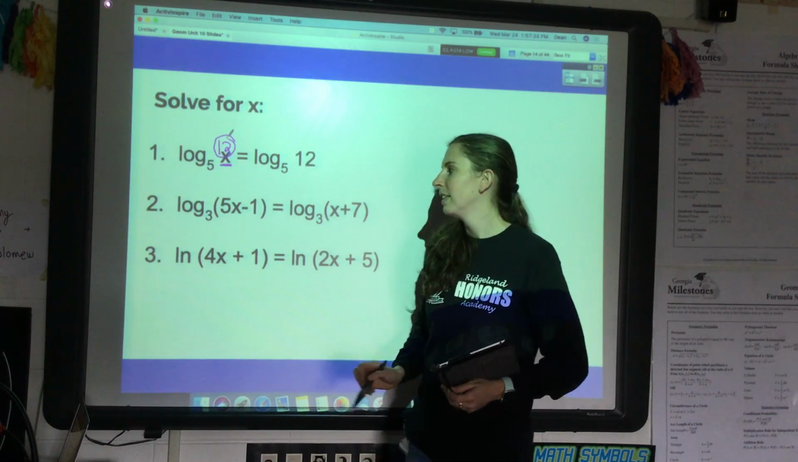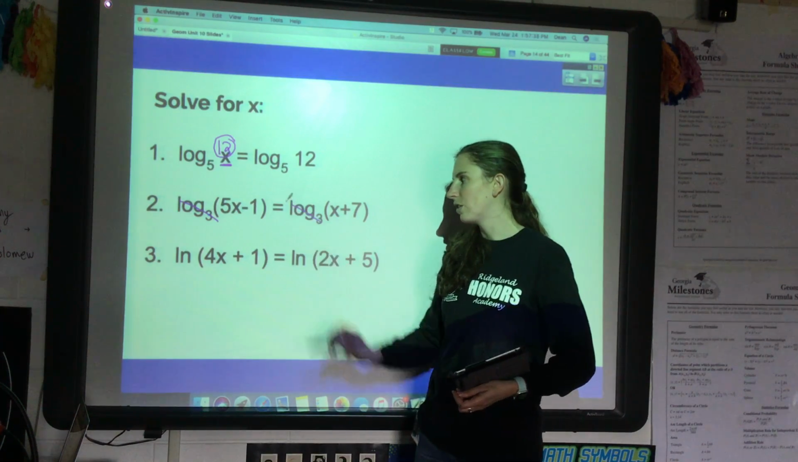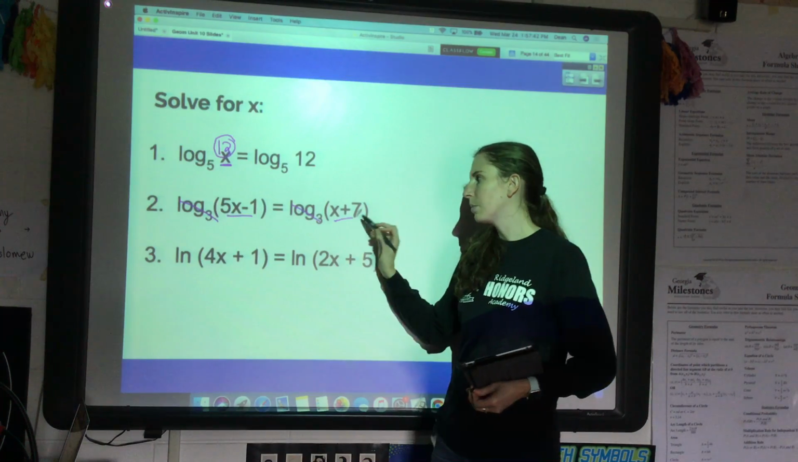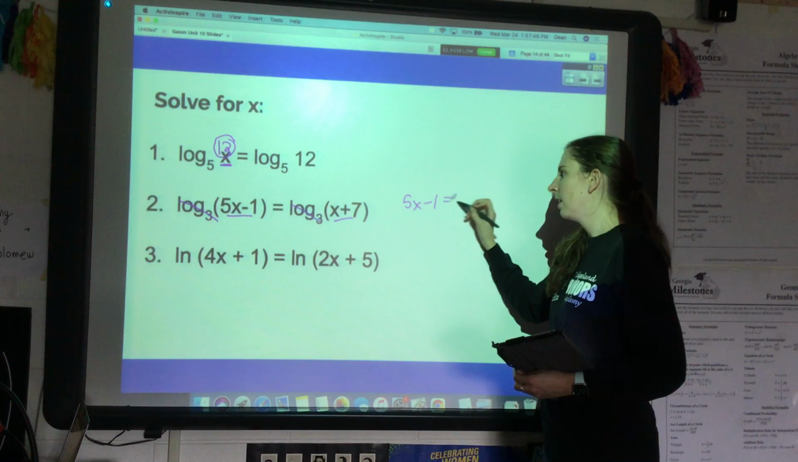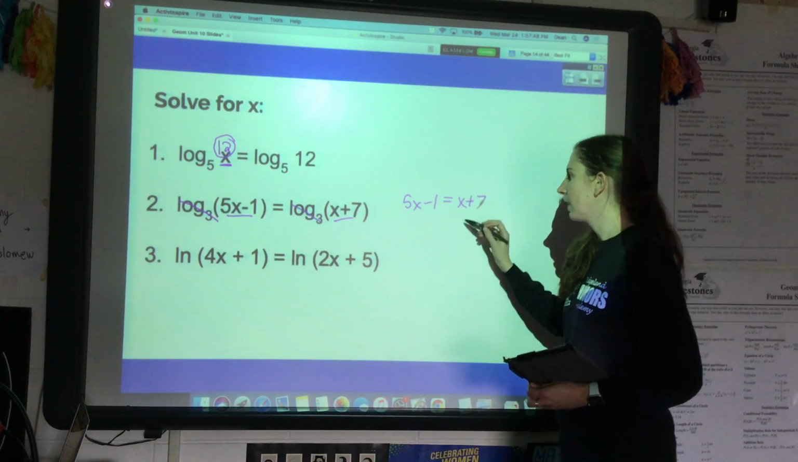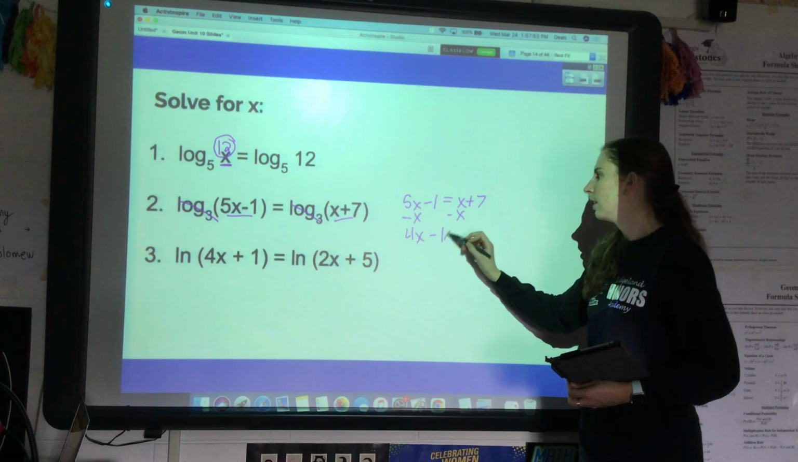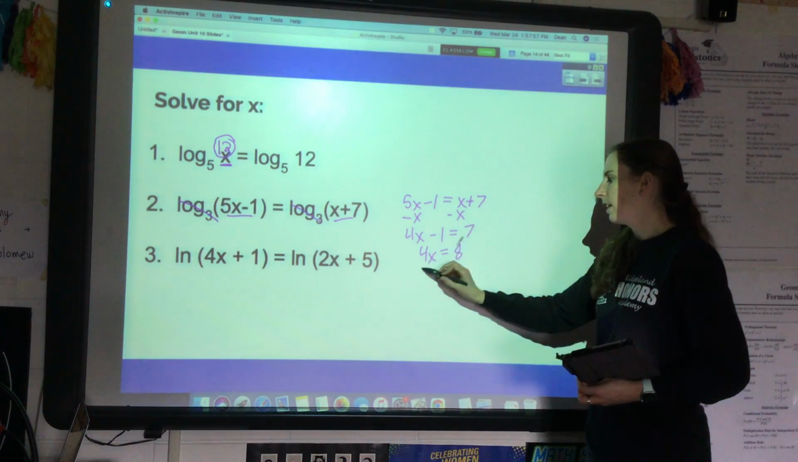12. Same thing here. It's pretty much like you're just ignoring the log 3. It's just like, all right, well, those parts are already the same, so now I just need these parts to be the same. So you do 5x minus 1 equals x plus 7. And then subtract x from both sides. Add 1 to both sides. And then divide by 4.